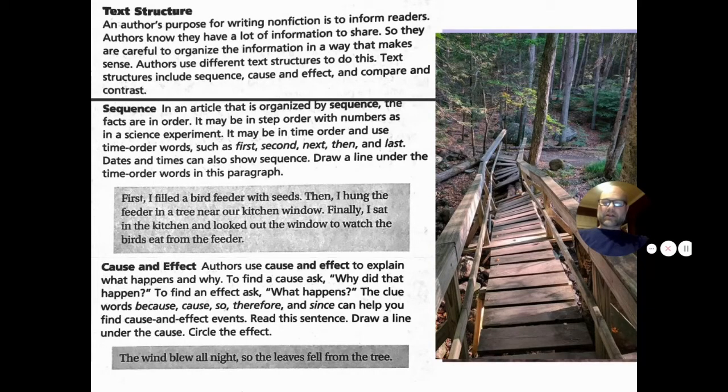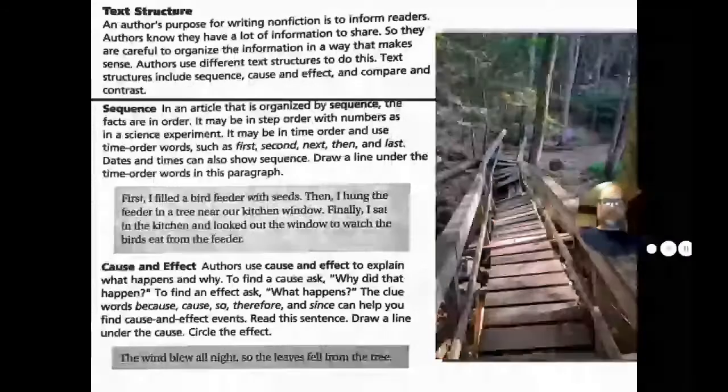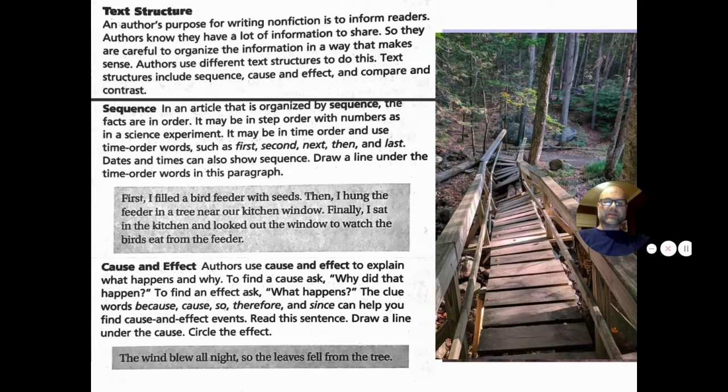To find a cause, ask, why did that happen? To find an effect, ask, what happens? So what happened to the bridge? Well, it's deteriorating, it's falling apart. What caused that? The clue words because, cause, so, therefore, and since can help you find cause and effect events.